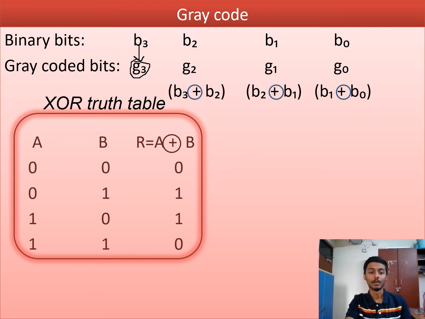So here, for reference, I have also provided an XOR truth table. It will be useful in our next table, where we are representing binary bits in their equivalent Gray coded bits. So it will be more helpful in our next slide. So yeah, let's move towards our next slide.